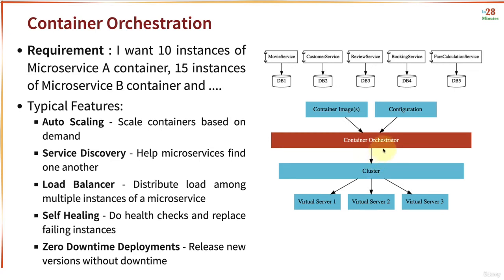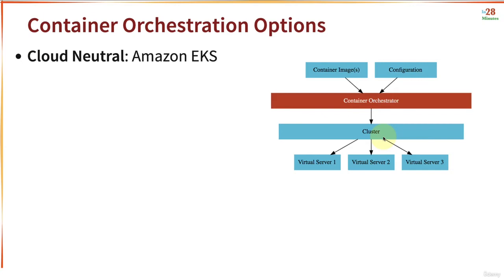In addition, typical container orchestrator tools provide all the features that we are talking about in here: auto scaling, service discovery, load balancing, self-healing, zero downtime deployments. These are some of the basic features that are provided by most container orchestrators. Now, what are the container orchestrator solutions in AWS? Let's look at them right now.